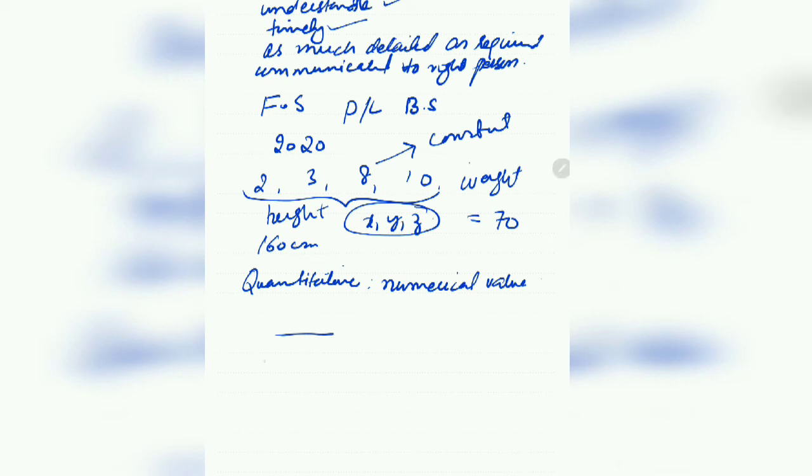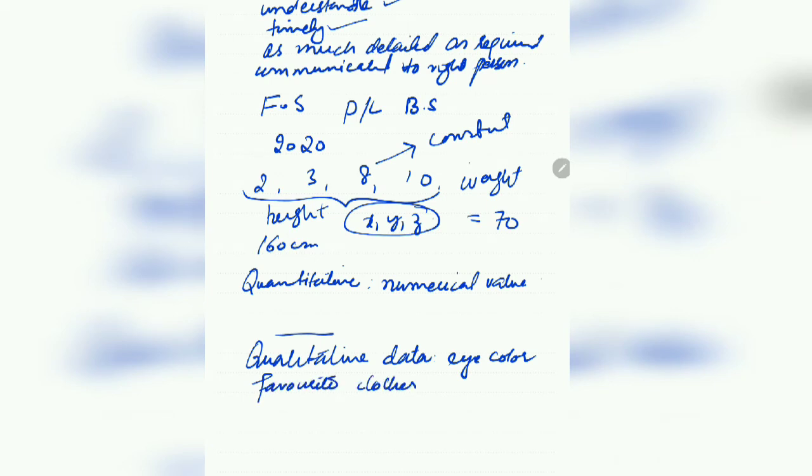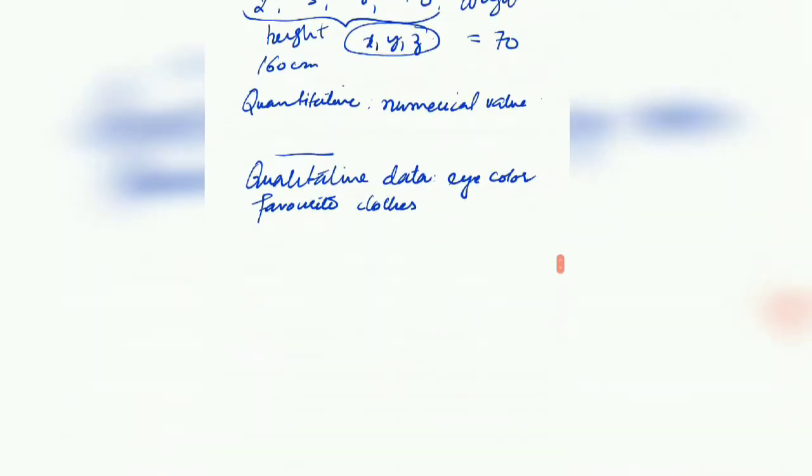While the qualitative data basically deals with attributes, qualities, right? It deals with attributes, and it is data that deals with non-numerical values. For example, if I ask what is your eye color, you can't give it a number. If I ask about favorite clothes, you can't give it a number. So how to deal with data that is qualitative? It becomes a problem.